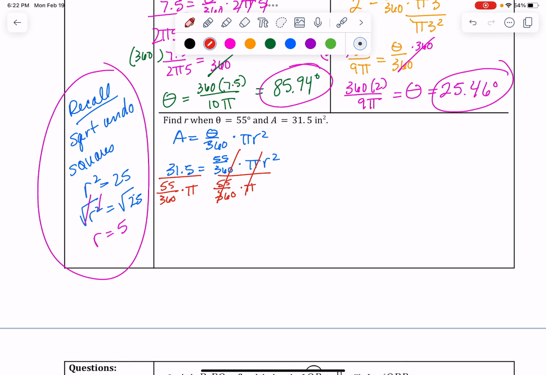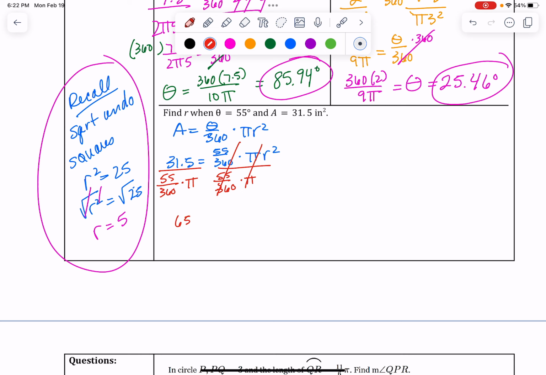that we get 65.6297. We put a couple extra digits because we're going to take the square root, equals r squared. Because remember, this is here, and all of this goes here. So now to get rid of that, we take the square root of both sides, and I am left with r equals 8.1 inches.